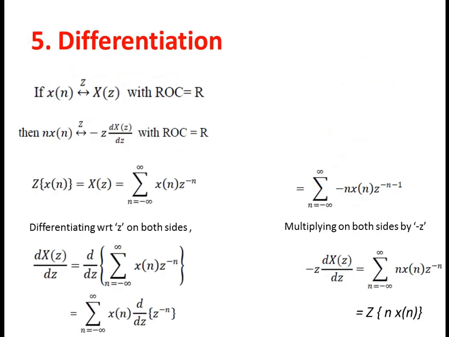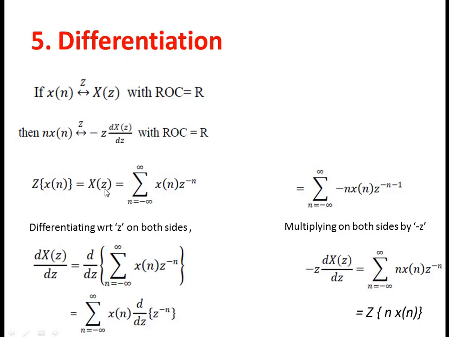And the fifth one is very important for solving numerical problems, and most of the time we expect this property in 4-mark questions. Okay, so now this is the statement for the differentiation property. n x of n will be, we can write it as minus z into d x of z divided by dz. Okay, now we know the formula for the z transform.